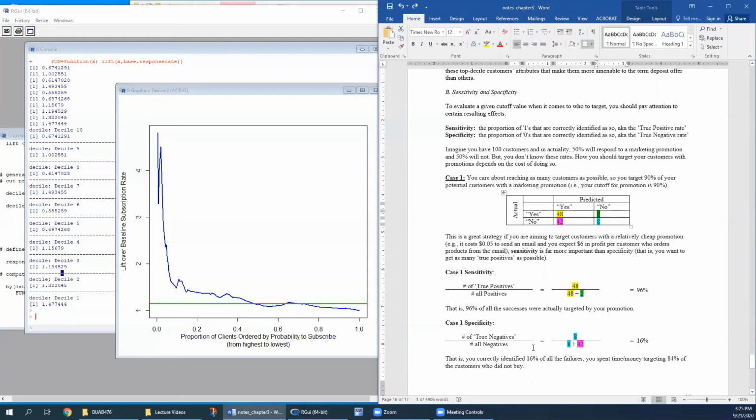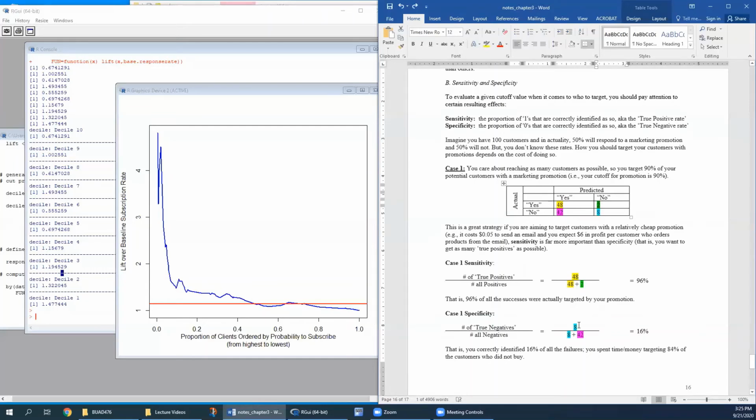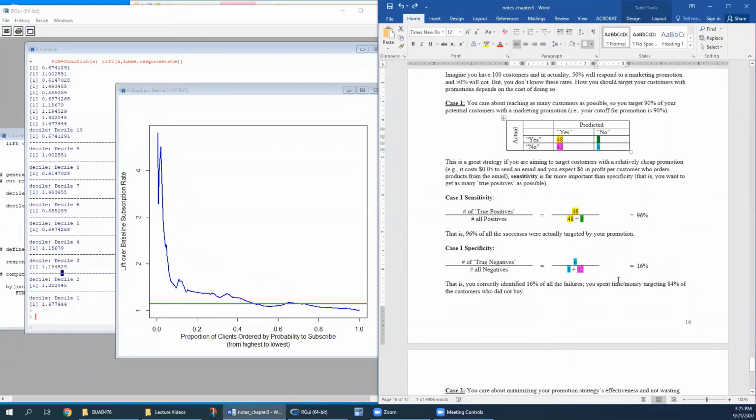We can also look at the specificity. That is the number of true negatives divided by all negatives. So that would be the blue box divided by the blue box plus the purple box. We predicted no, and it was actually a no, divided by all actual no's. Well, we get 16%. So that means we have correctly identified 16% of all failures. Conversely, we spent time and money targeting 84% of people who ultimately did not buy. So we kind of wasted time and money on 84% of the no's.